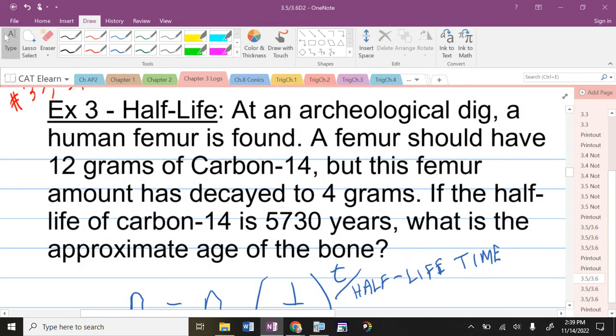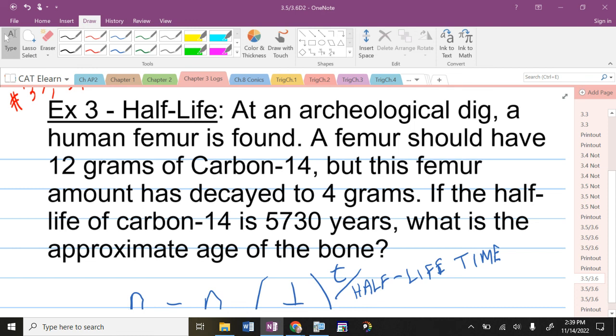All right, and here's a half-life. Here's a half-life of this one. This is the last example. Then maybe I'll show some graphs, like graphing every day, and one more review of that if you wanted to look at it. An archaeological dig. A human femur is found. That's horrifying. The femur should have 12 grams of carbon 14, but this femur amount has decayed to 4 grams. For anyone listening, the half-life of carbon 14 is 5,730 years. How old is this bone then?